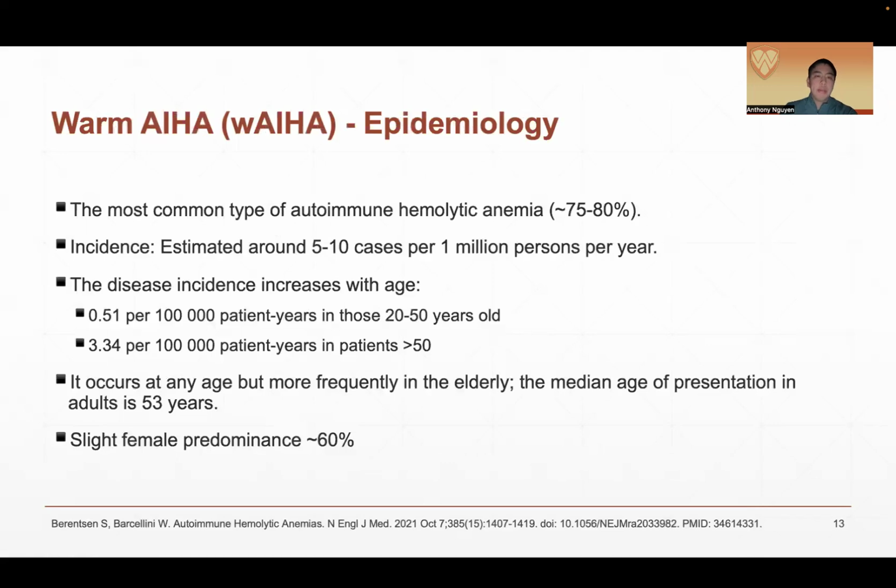For warm, the most common autoimmune hemolytic anemia is the warm autoimmune hemolytic anemia, and like I said, it's the most common type of hemolytic anemia, and it's estimated to be 5 to 10 cases per 1 million persons per year. The disease incidence increases with age. It's about 0.5 per 100,000 patient years in those 20 to 50 years old, and 3.34 per 100,000 patient years in patients greater than 50. It can occur at any age, but more frequently in the elderly, and the median age when patients present is typically 53, and there's usually a slight female predominance versus male.